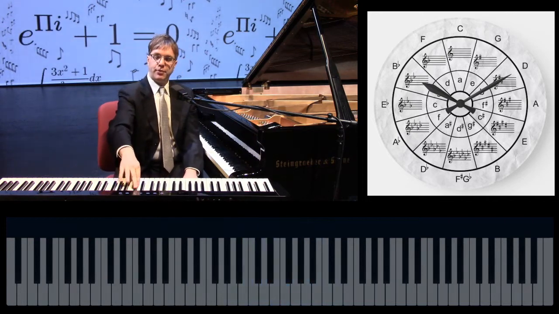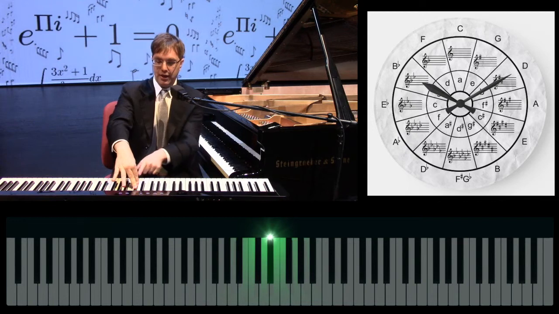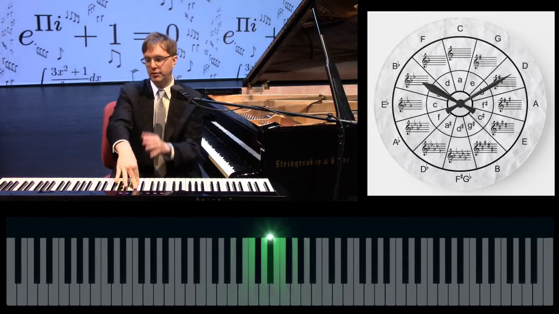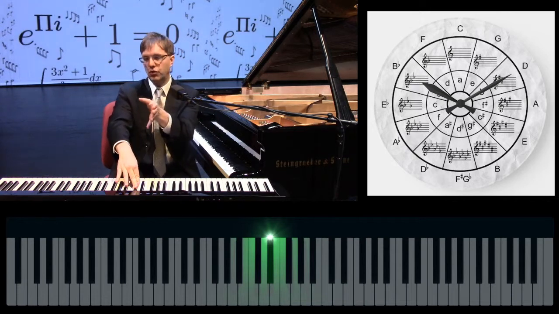Now what about this? You've probably already figured this out. This could be D sharp, but it could also be E flat. And basically it's just like walking down the street. When you get to the corner, you turn left.